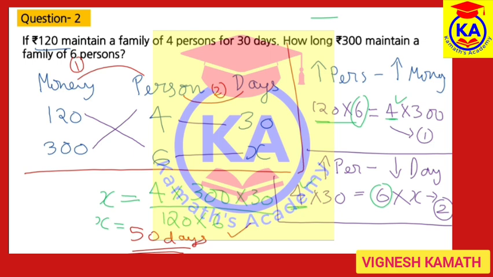So when 3 quantities are given, first you have to compare any 2, then compare the others. Here I compared money and persons, and in the second case I compared persons and days. First, money and persons are in direct proportion, so I did cross multiplication.